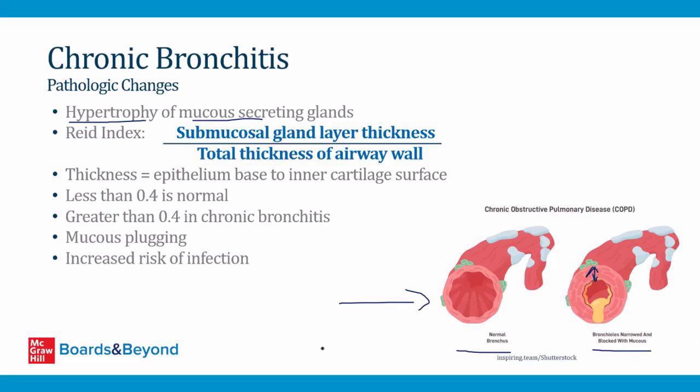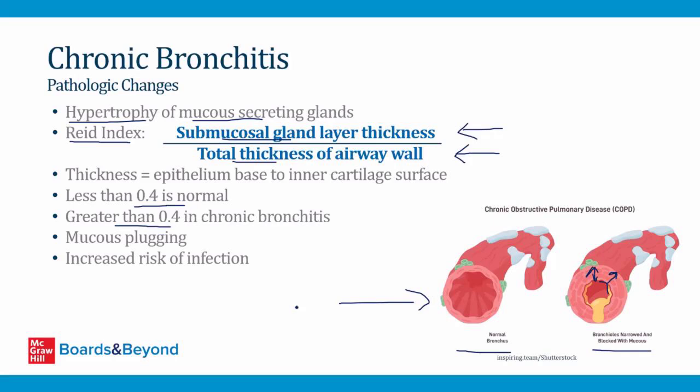In fact, when patients die of chronic bronchitis, post-mortem you can determine something known as the Reid index. This is the ratio of the thickness of the submucosal gland layer to the total thickness of the airway wall. The total thickness is everything from the epithelial lining of the airways all the way to the cartilage, and so that's the denominator here. Then you measure the thickness of the submucosal gland layer, and that's how you determine the Reid index. Less than 0.4 is normal, and in patients who have chronic bronchitis, it gets much higher than 0.4.